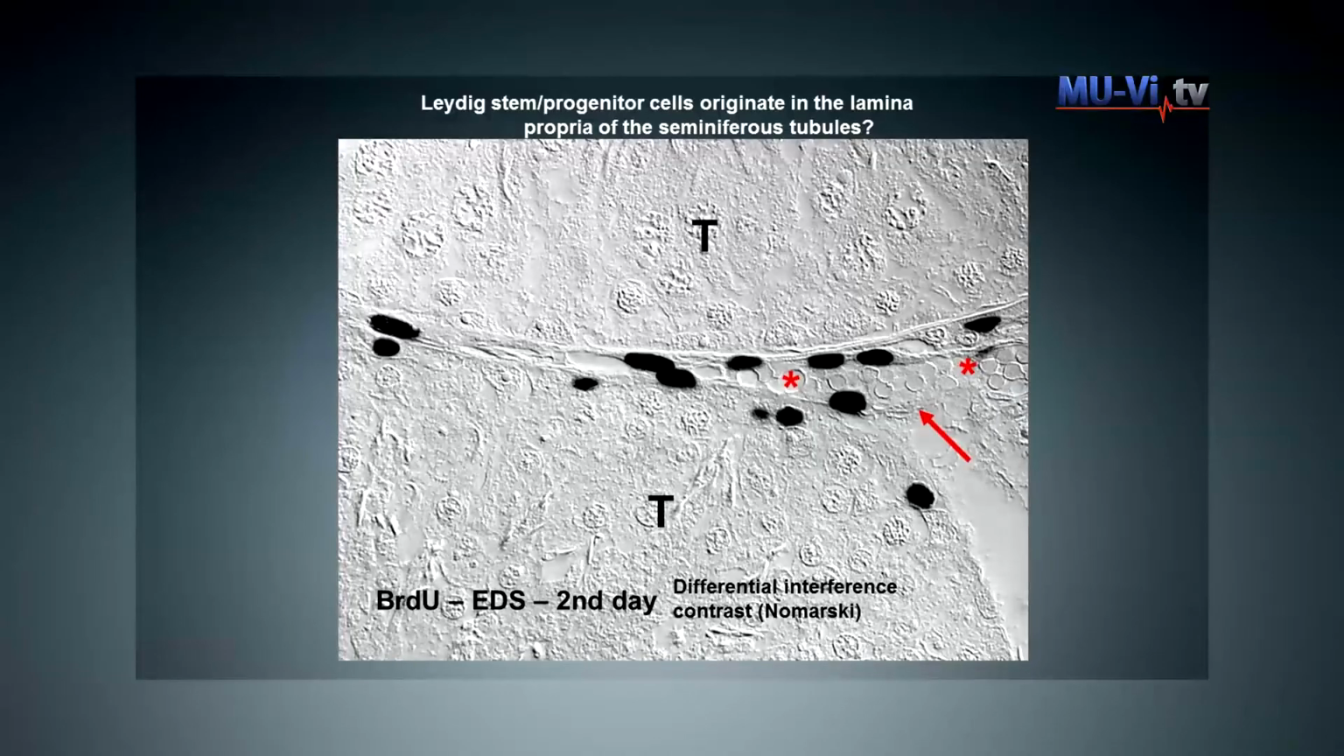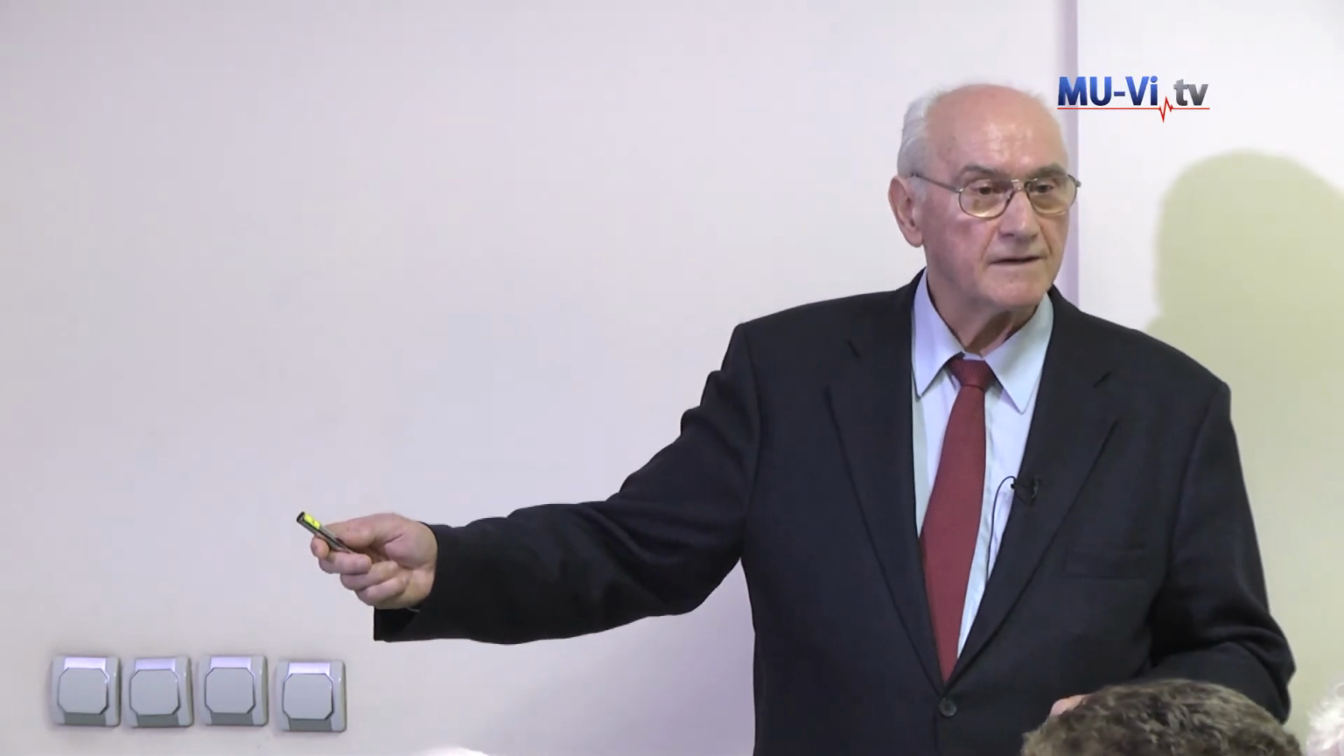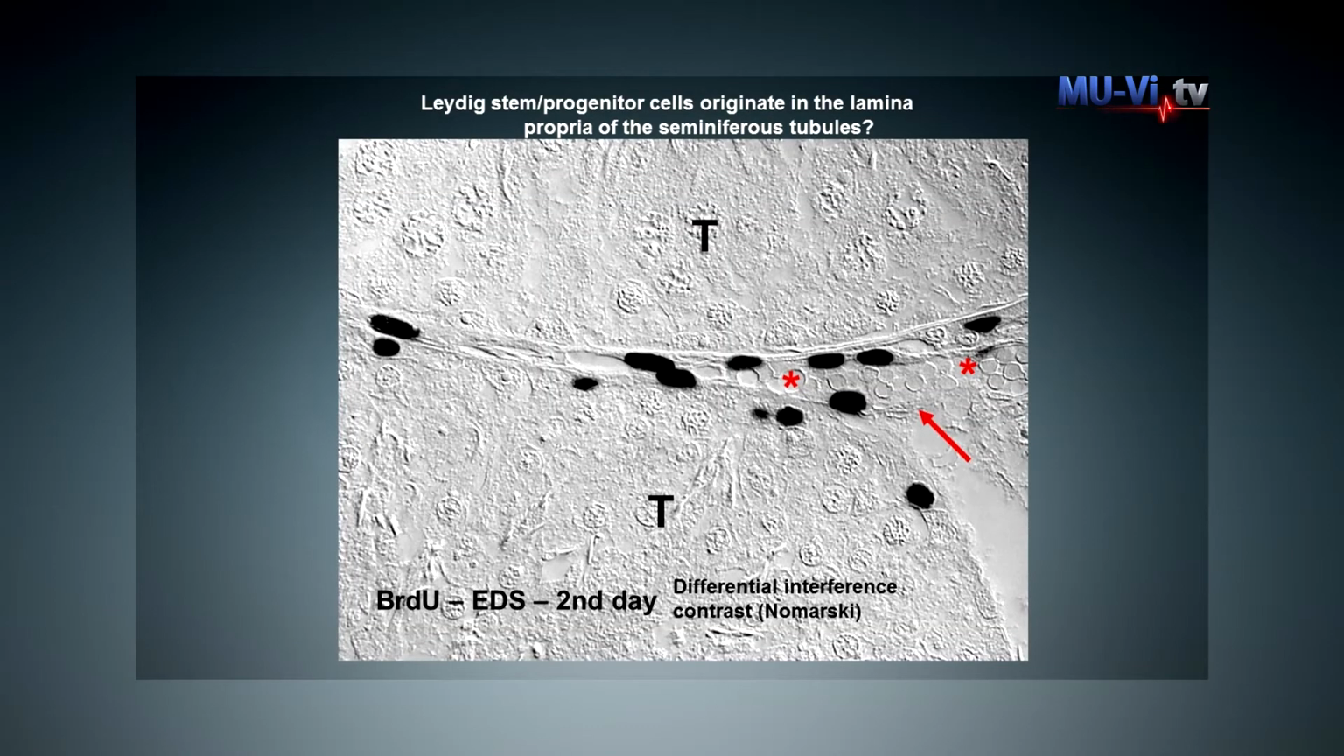And that means that these cells are not cells from the lamina propria. These cells are cells of the blood vessels. Also, there are pericytes. This is a bromodeoxyuridine dividing cells. Yes, dividing cells take up this bromodeoxyuridine, and we can see this by immunocytochemistry.